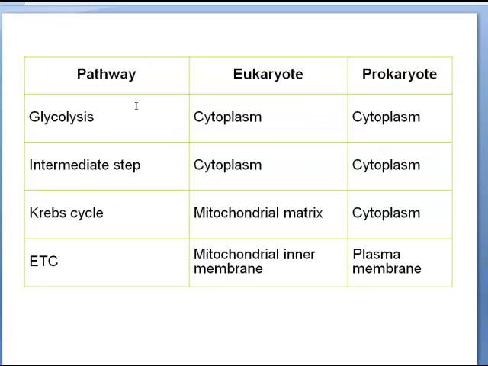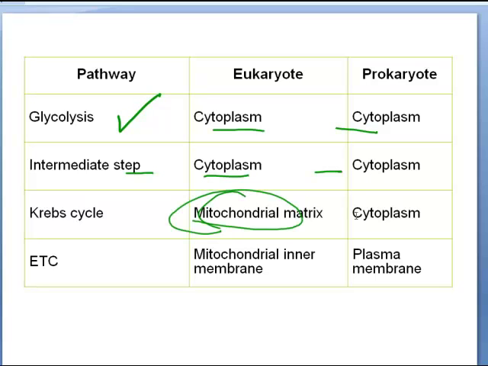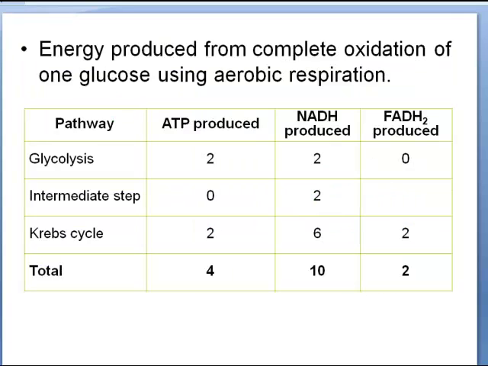Here is a pathway comparison in a eukaryote and a prokaryote. Notice in glycolysis, both of them are taking place in the cytoplasm. The intermediate step takes place in the cytoplasm. The Krebs cycle can only take place in the mitochondrial matrix. In some prokaryotes, it will take place in the cytoplasm if they have those intermediate molecules. And the electron transport chain is in the inner membrane in the eukaryotes, and in the prokaryotes the plasma membrane will act as the surface for the electron transport chain.